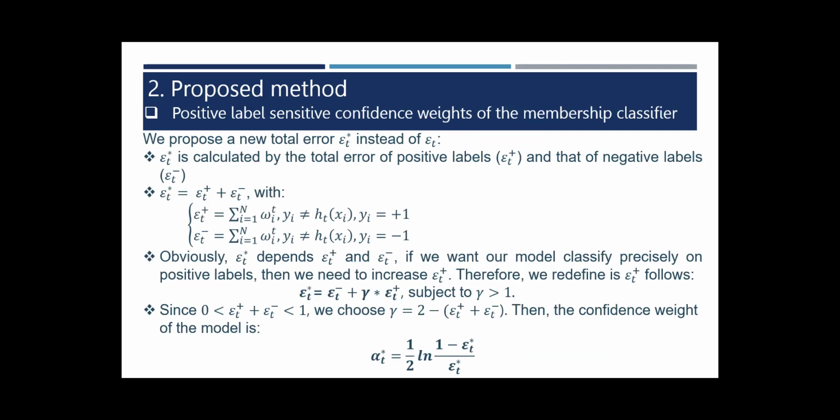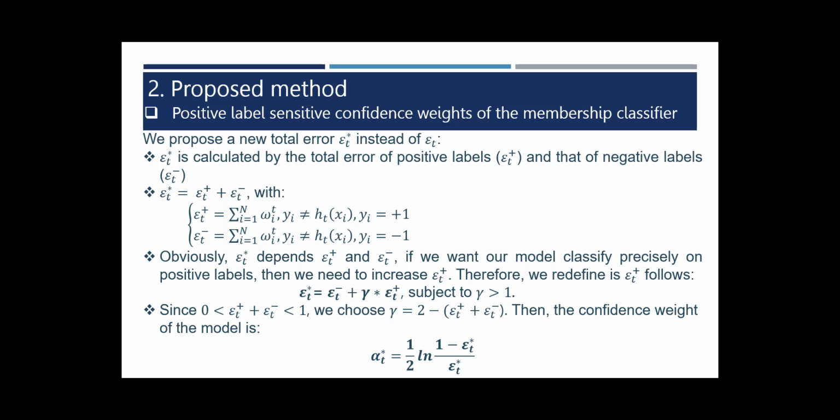Let's move on to the second improvement, which is positive label sensitive confidence weights of the member classifier. With the original AdaBoost algorithm, the confidence weight, alpha t, of the member classifier, h t, is calculated by a function that is inversely proportional to the total error, epsilon t. We find that this total error is considered equally across the misclassified samples.